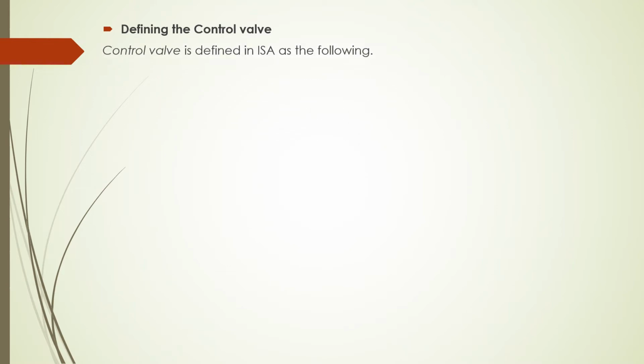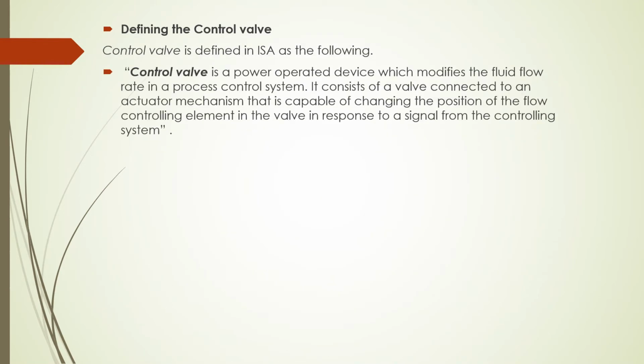What is the control valve? As defined by the ISA, the International Society of Automation, the control valve is a power-operated device which modifies the fluid flow rate in a process control system. It consists of a valve connected to an actuator mechanism that is capable of changing the position of the flow controlling element in the valve in response to a signal from the controlling system.